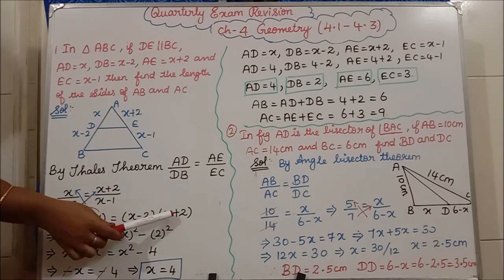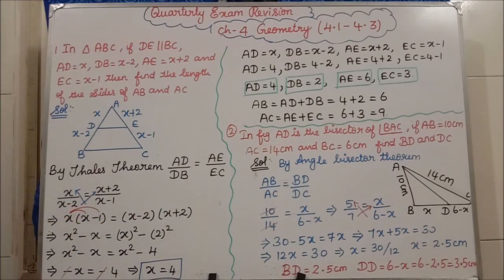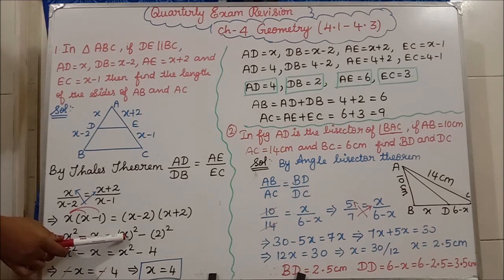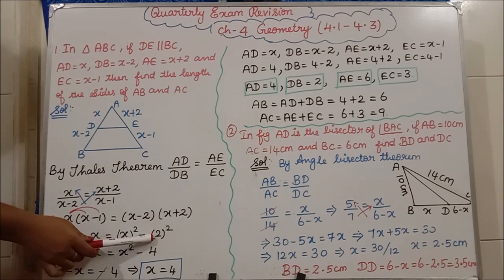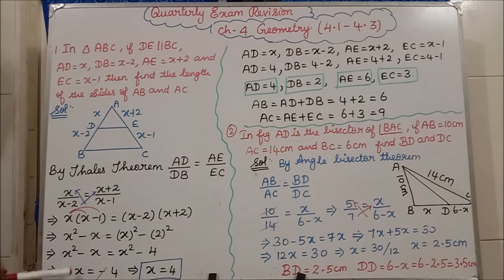Here x minus 2, x plus 2. What formula is this? (a minus b)(a plus b), so a square minus b square. The next step: x square minus x is equal to x whole square, means x square, 2 square means 4. So x minus x is equal to minus 4.